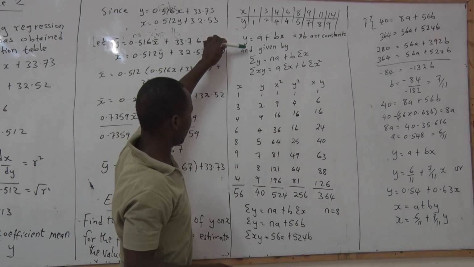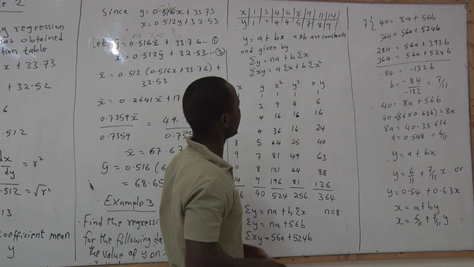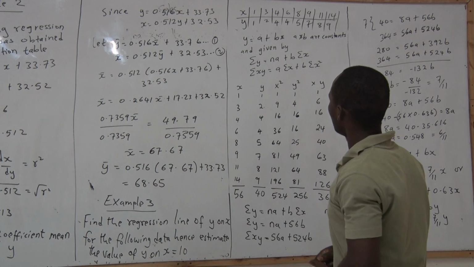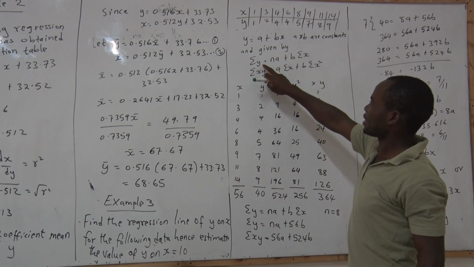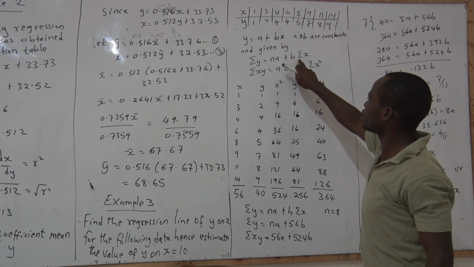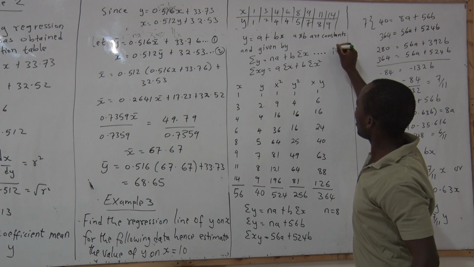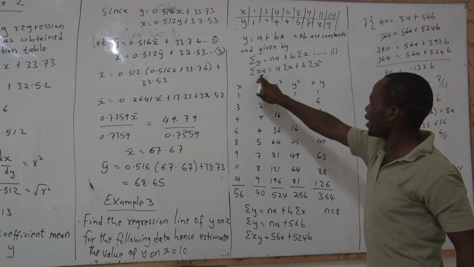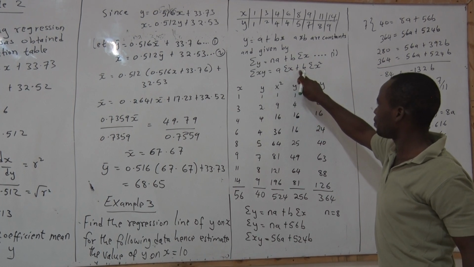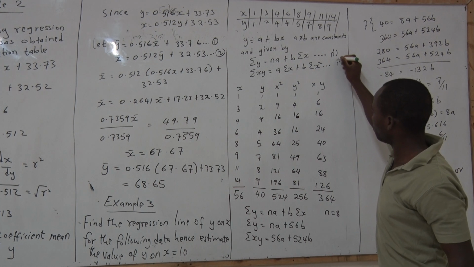Therefore, this formula will be our guide line. Y is equal to a plus bx, and a and b are the constants of the correlation, given that the sum of y is equal to n times a plus b times the sum of x. So this is our equation 1, and the sum of xy is equal to a times the sum of x plus b times the sum of x squared. This becomes our equation 2.